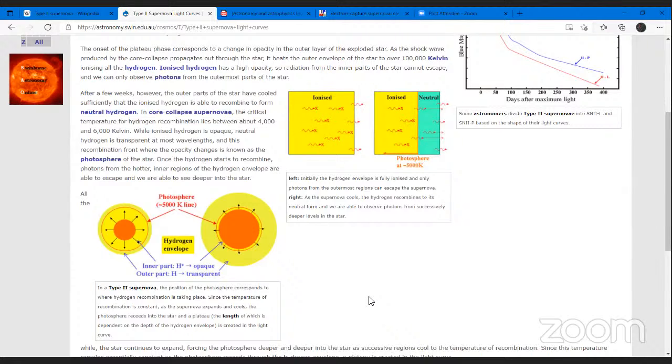Here they are telling that in type 2 supernovae, the position of the photosphere corresponds to where hydrogen recombination is taking place. Since the temperature of recombination is constant, as the supernova expands and cools, the photosphere recedes into the star because of that expansion, and a plateau appears. The length of the plateau is dependent on how much depth of hydrogen envelope is there. That is the region of the plateau created in the light curve.